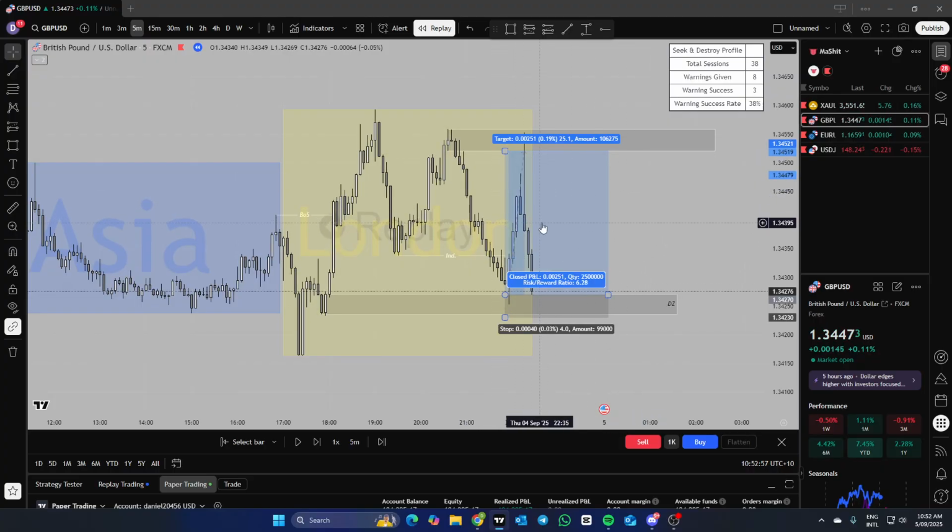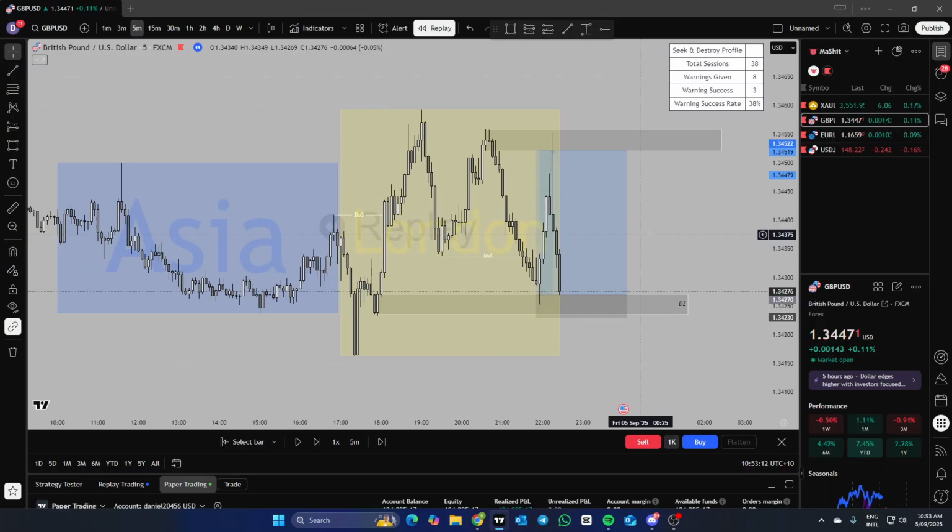This is very unusual, to be honest, and also why I say target bodies or zones. If you targeted the wick, oh no, you've missed it, and now you're stopped at break even. No one wants that. Target zones, guys. Zones, zones, zones. Be safe.